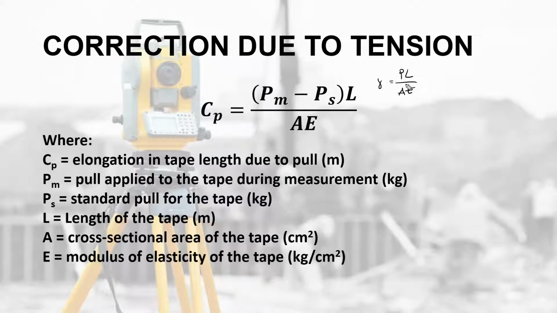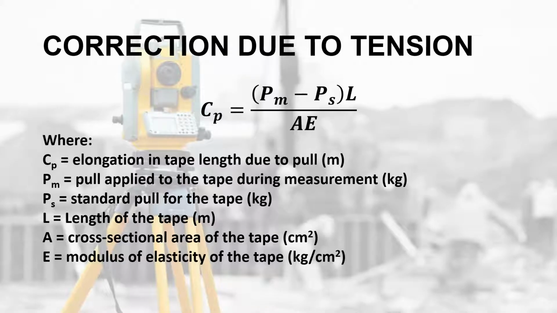So, yan is formula for elongation due to the force P. So, basically, ganun lang din siya. I-apply lang natin siya dyan. And then, CP is the correction or the elongation in tape due to pull. So, lagi lang siyang hahaba. And then, PM is the pull applied to the tape during measurement. So, baka masyadong malakas hilain, gusto niya straight na straight. Mas mataas yung force na ina-apply niya kaysa dun sa PS na standard pull for the tape. So during standardization, posible na hindi siya straight pag nilatag mo, so kailangan may force kang hinihila. So during standardization, standard din siya na force.